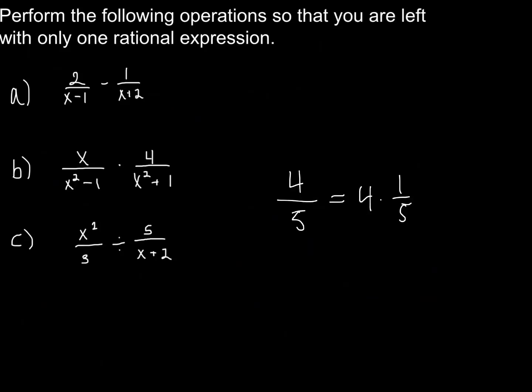Go ahead and just make sure that you found a common denominator for A, and that you are doing the proper operation for C, and you should be good to go. For multiplication, remember you're just multiplying across the top and the bottom.